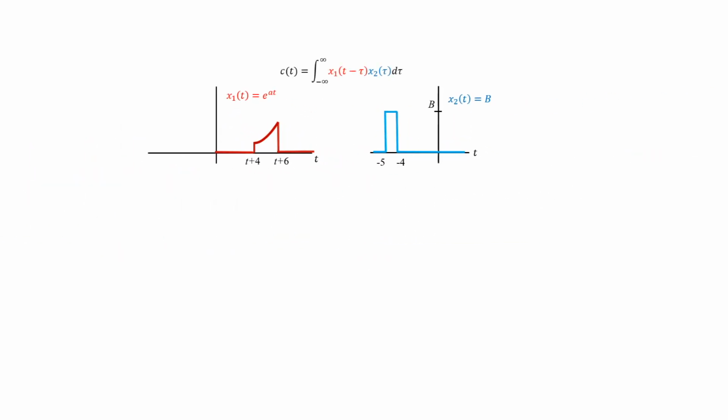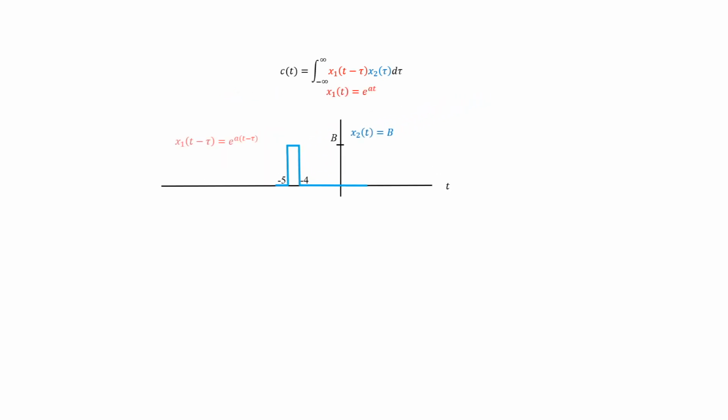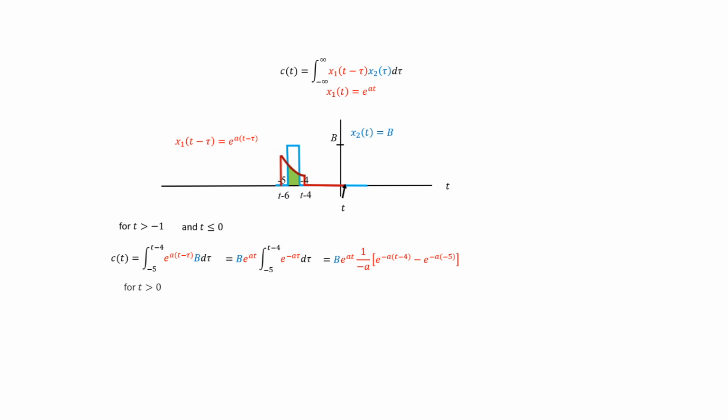Let's modify the example so that we can see the substitution of t by t minus tau. x1 will do the time reversal and sliding. The limits will be the same and the integral shouldn't change in the limits. It's just the integral itself, the function evaluating, that changes. Note that we are integrating over tau, so the term e to the at can be seen as a constant.